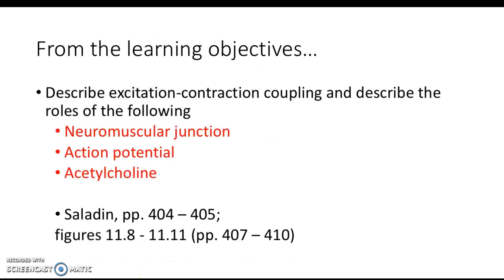So going back to the learning objectives here, we're still talking about excitation contraction coupling, neuromuscular junction, action potential, and acetylcholine. You can still find this information on page 404 and 405 of Saladin, and still this big 4-page figure that he's got, 407 to 410, may be very helpful to you.